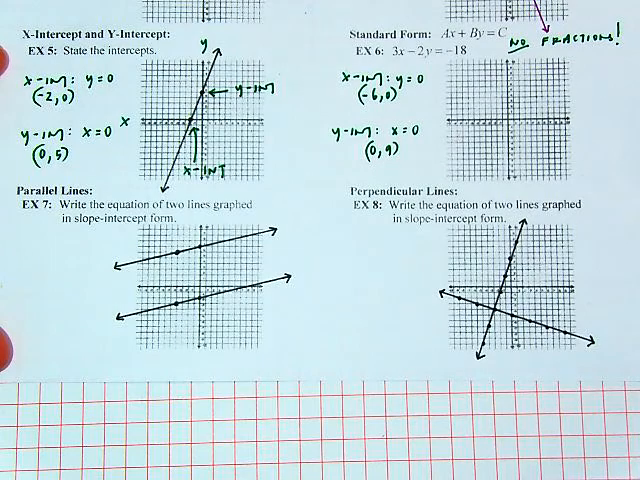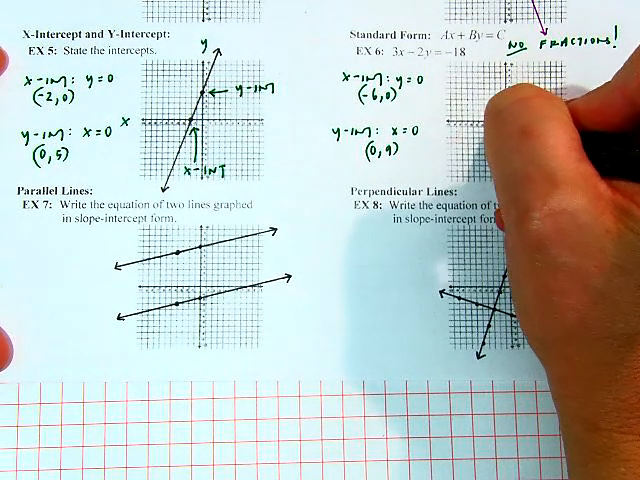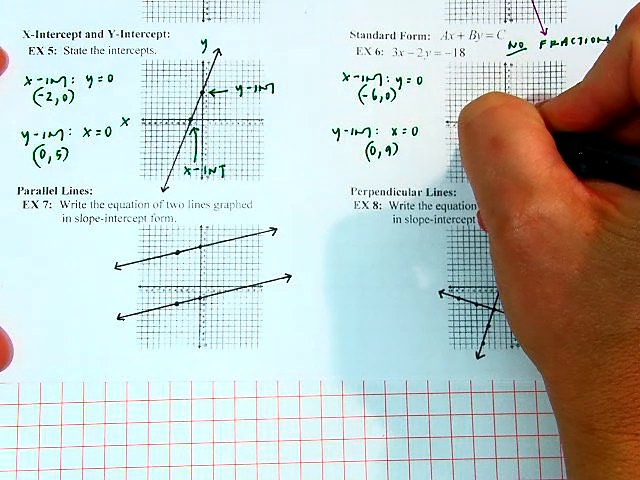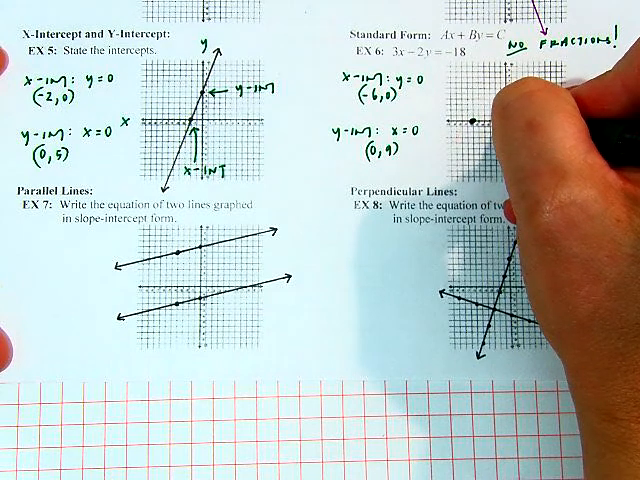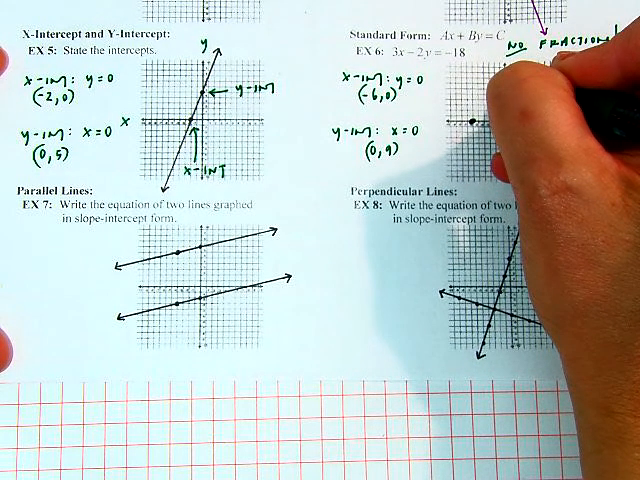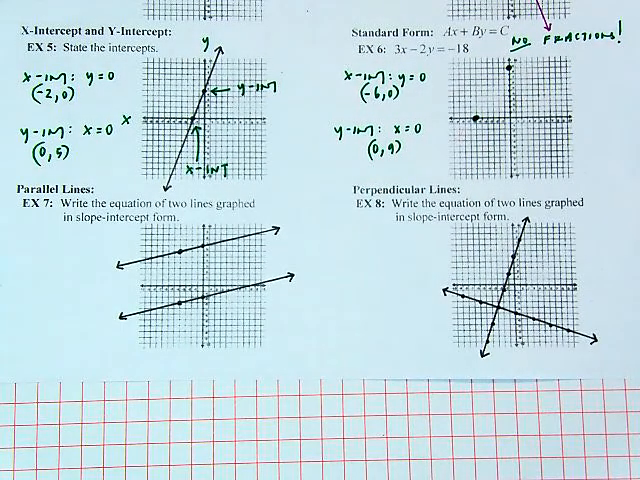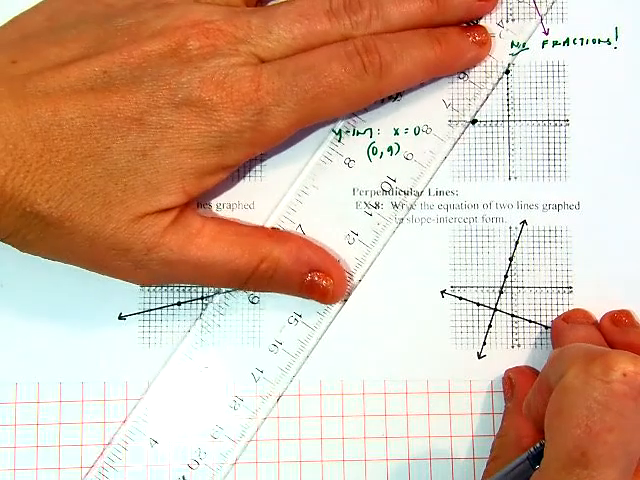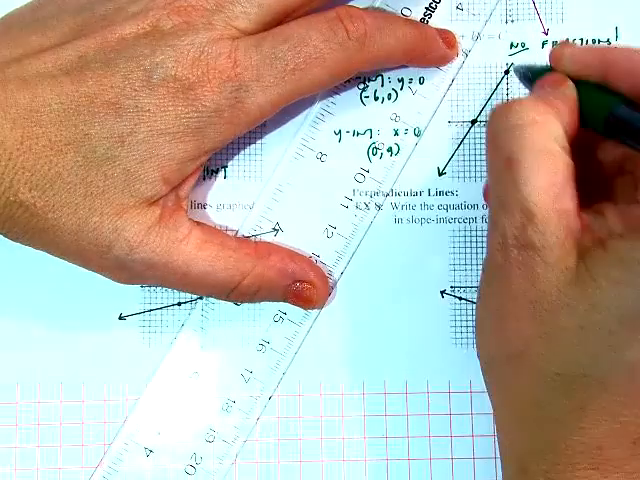So I'm going to plot both of those points, negative 6, 0. So here's 1, 2, 3, 4, 5, 6. And then 0, 9. So 1, 2, 3, 4, 5, 6, 7, 8, 9. So I can just plot those two intercepts and then connect my dots, and I have my line.